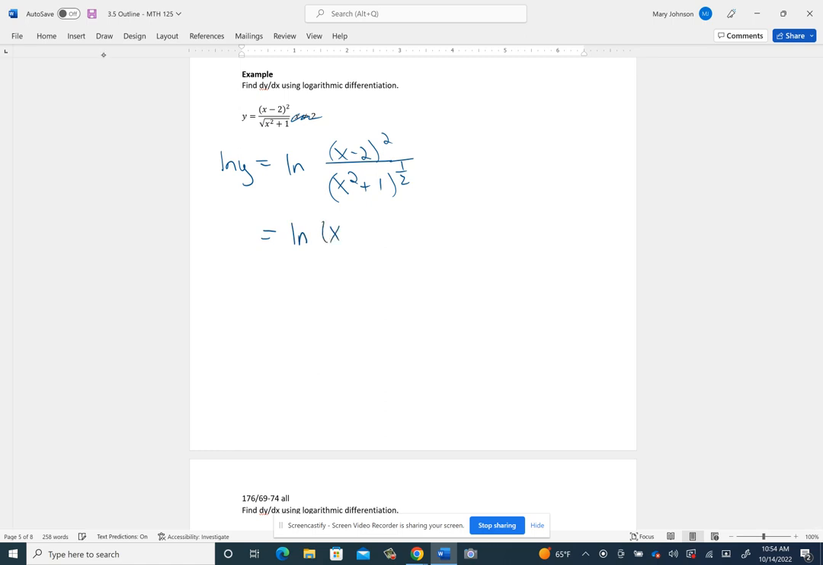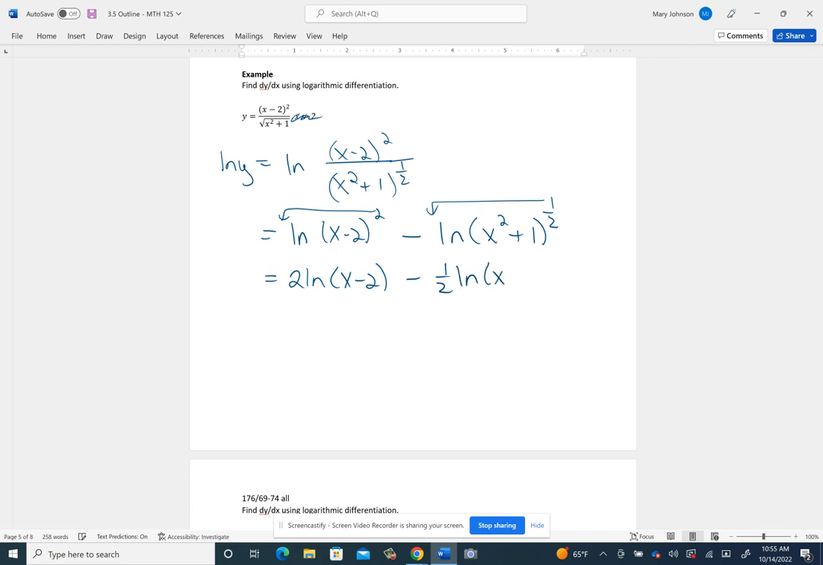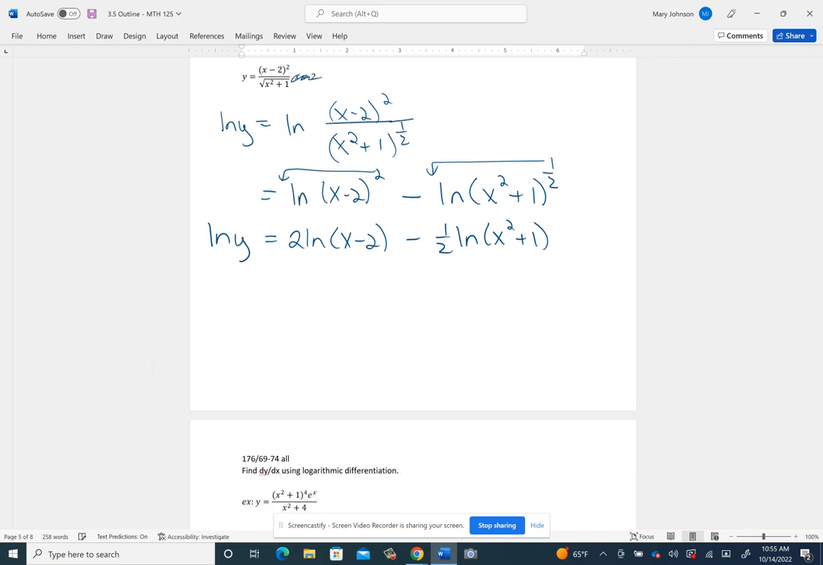So since it's a quotient, I could rewrite it using subtraction, as the difference of two logs. Okay, and then notice I have a power expression raised to a power on each of these, so there's a property of logarithms that allows you to bring the exponent down in front. I am not doing the power rule. I'm not even doing derivatives yet. I'm just using the fact that this expression would have the same meaning as what you see above it. Okay, and then over here on the left is ln y, not just y.